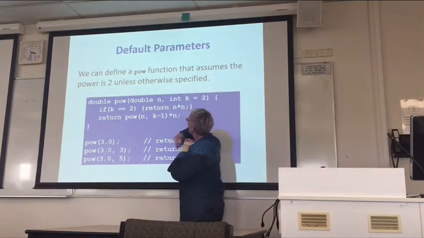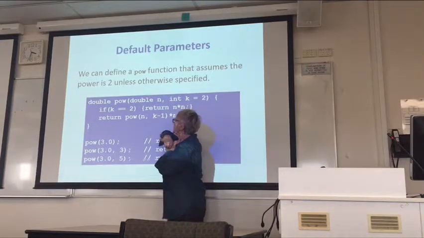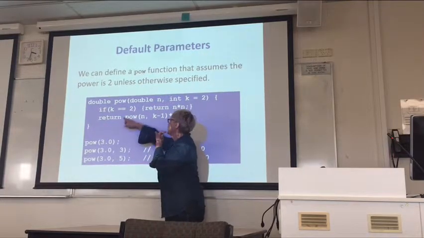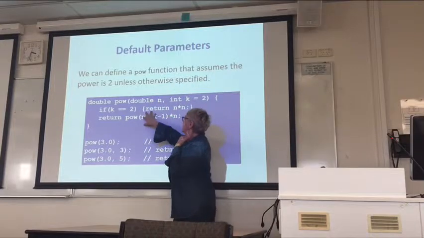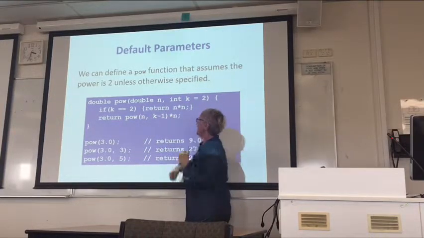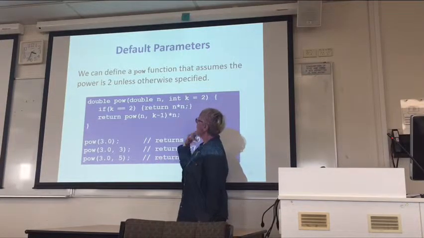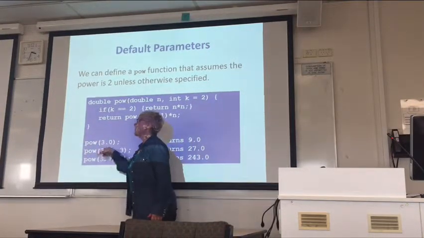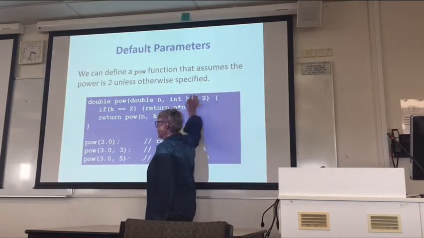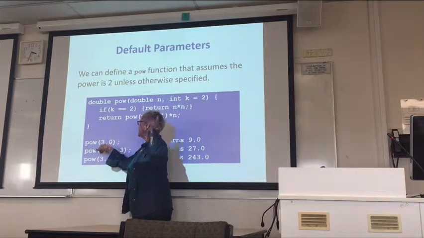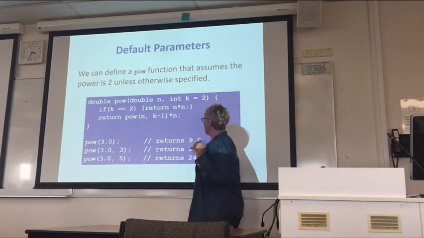If k is 2, it returns n squared, as you see. If k is greater than 2, it calls power n, k minus 1, the preceding value, and multiplies by n. The beauty of this is that now we can call this function with one argument. The second is this one. Therefore, this uses 2 for k, and we get 3 to the power 2, which is 9.